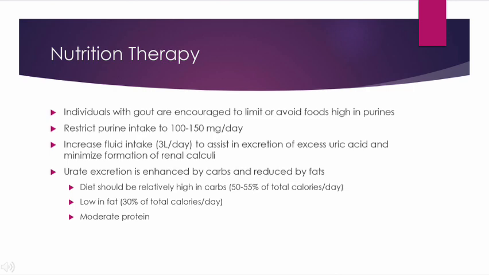Now, let us discuss macronutrient distribution. Urate excretion is influenced by the type of nutrients consumed. Carbohydrates actually help increase the excretion of uric acid. So the diet should be relatively high in carbohydrates, about 50 to 55% of total daily calories. These carbohydrates should come from healthy sources such as whole grains, fruits, and vegetables.